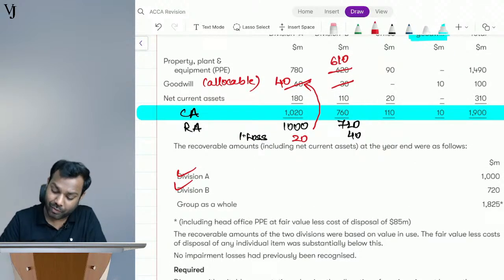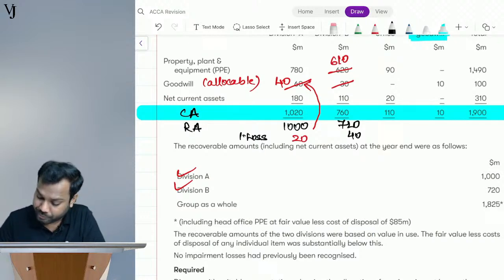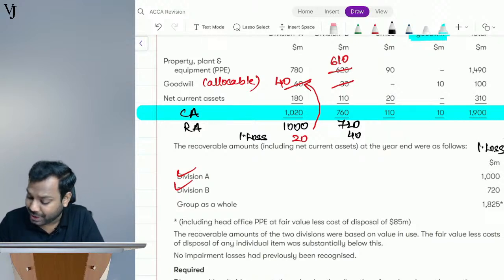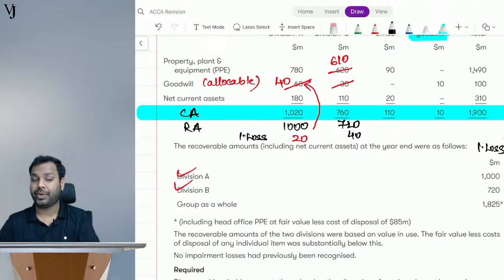And now what is the recoverable amount of the group? 1825. So what is the impairment loss? The impairment loss is 15.